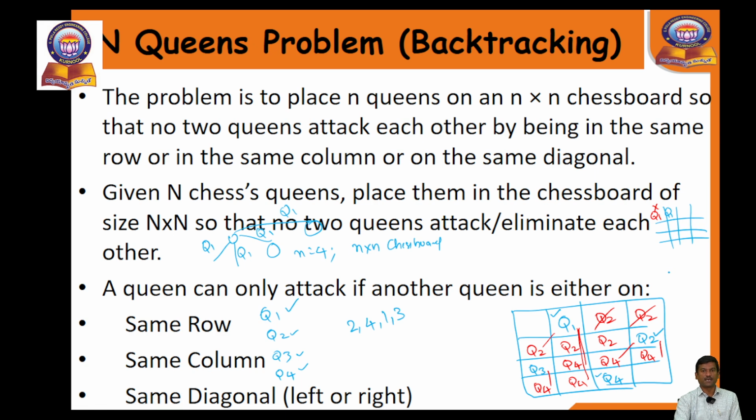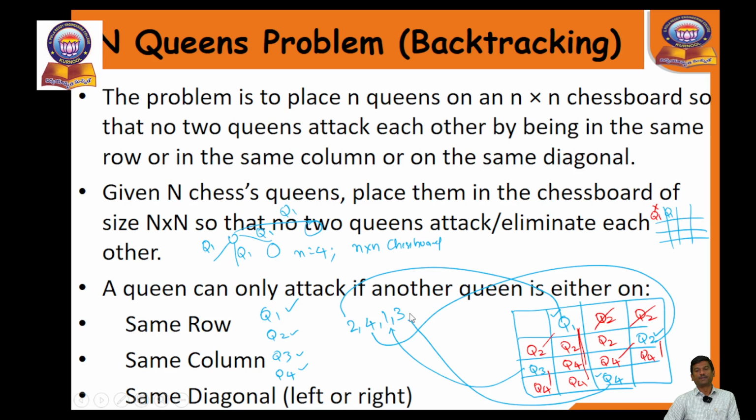What does this stand for? You are placing the first queen in the first row, second column. And similarly, you can place the second queen in the second row, fourth column. You can place the third queen in the third row, first column. And you can place the fourth queen in the fourth row, third column. So this is one of the solutions.